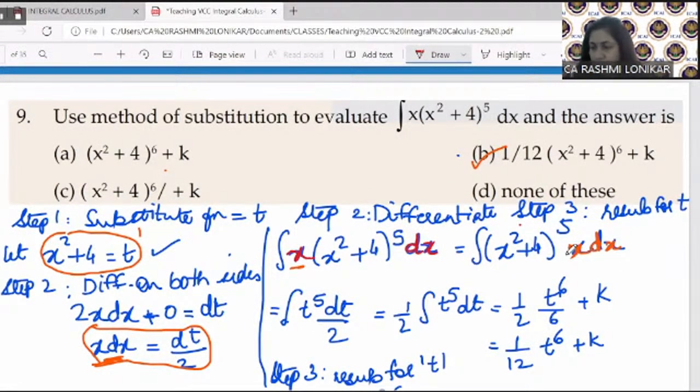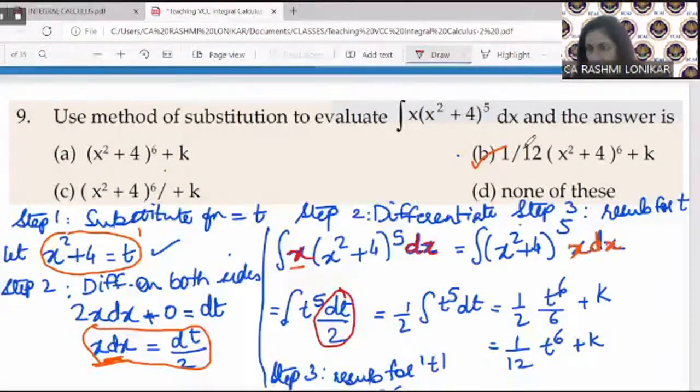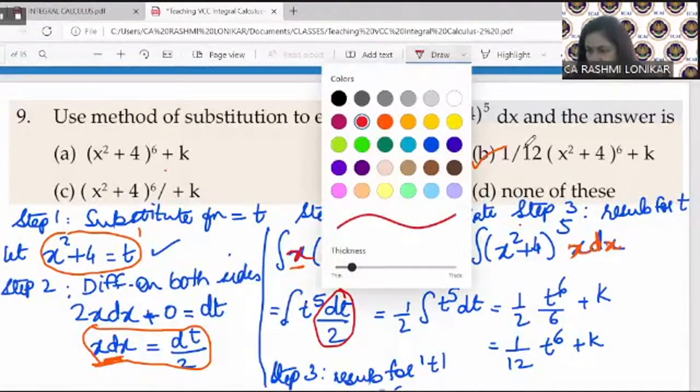Okay. So instead of x dx, what am I writing? dt by 2. Okay. dt by 2 for x dx, and t raised to 5, I'm writing for x square plus 4 raised to 5. And then I solve normally. Integral of t raised to 5 is t raised to 6 upon 6, and I get the answer. Okay, I hope, Sanjay Lakshmi, you've understood.